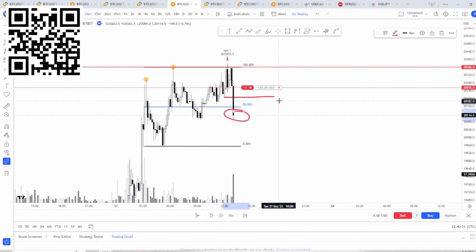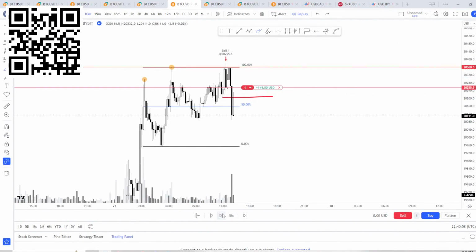Now, that is all the way in the discount of the range. So that's up to you if you think that it's worth shorting down to here, or is it just worth keeping what you already have in the trade? That'll ruin the entry big time.